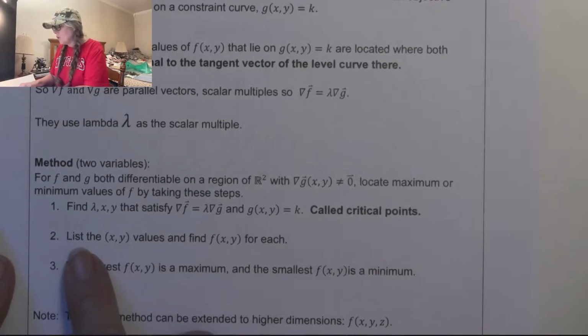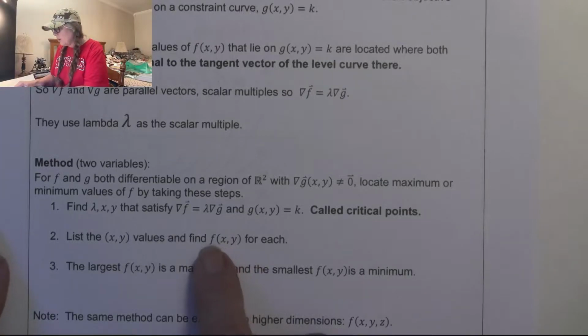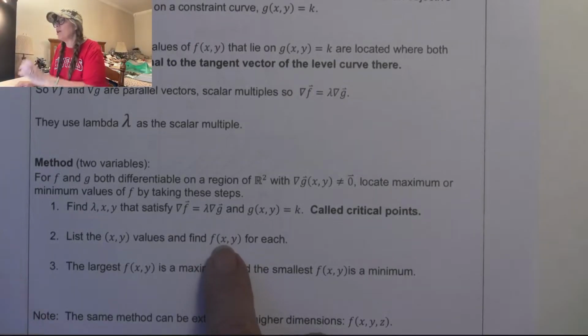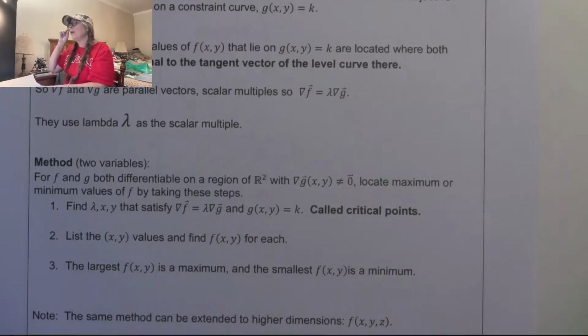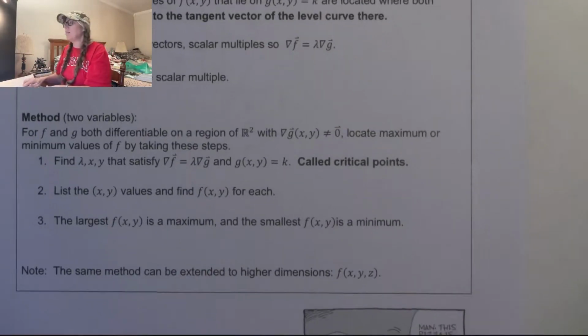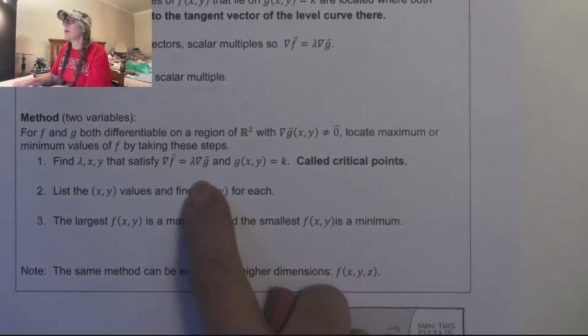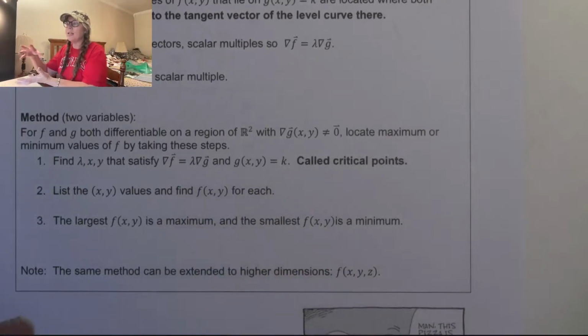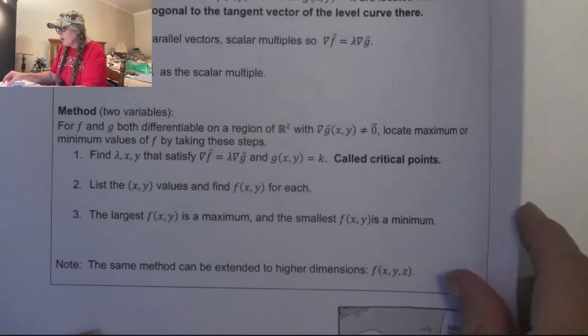Then for each of these values that you find, you want to evaluate the function at that point. So how high is it at each of those critical points? The largest z value is your maximum and the smallest is your minimum. The same method can be extended if you're in 4 dimensions. This is already in 3 dimensions, right? And when we use the level curves, we're projecting it down and getting it in 2 dimensions. So anyway, that's kind of our story on how we do that.